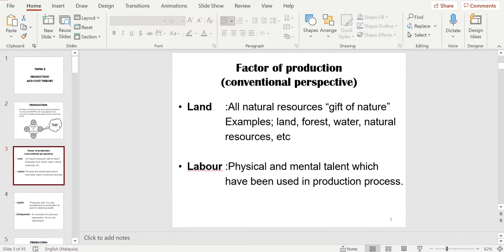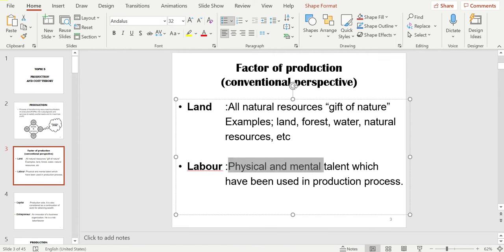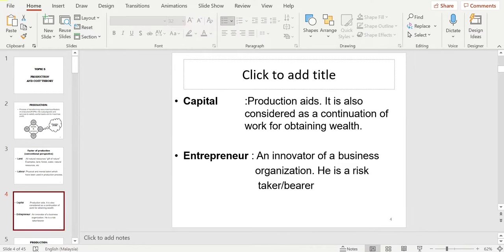You will use their mental and physical talent. Okay, a labor must be mentally and physically able to do job, then dia baru consider as labor. Okay, physical and mental talent. Okay, this labor will be the one who will do all the tasks, potong pisang, kopek pisang, goreng pisang, and so on. Okay, and the third one, we must have capital to produce goreng pisang.